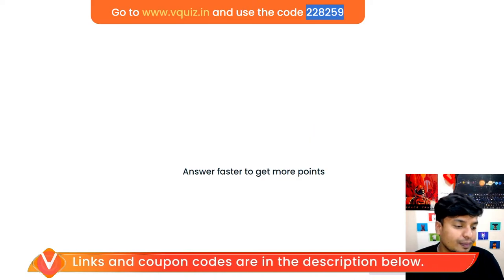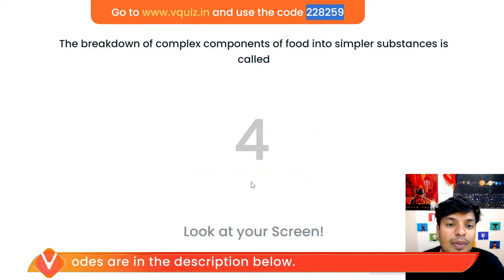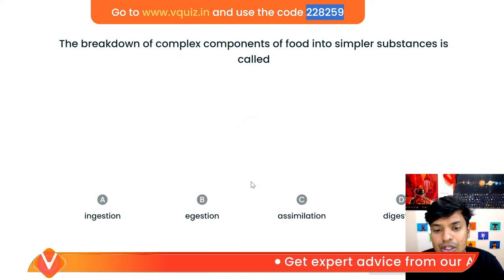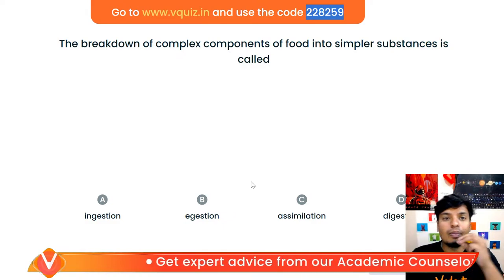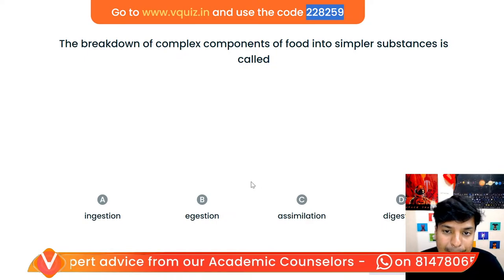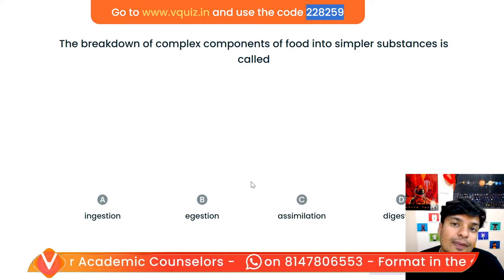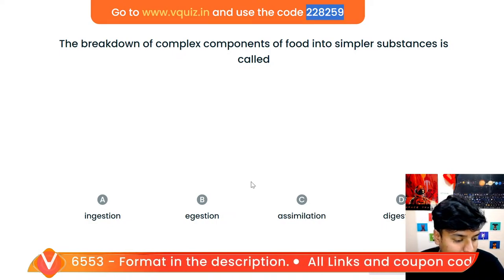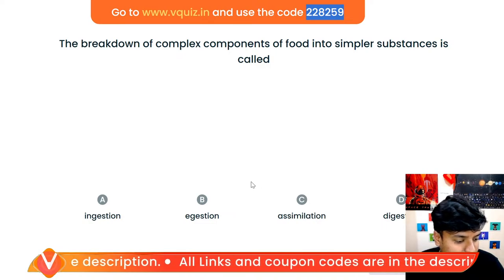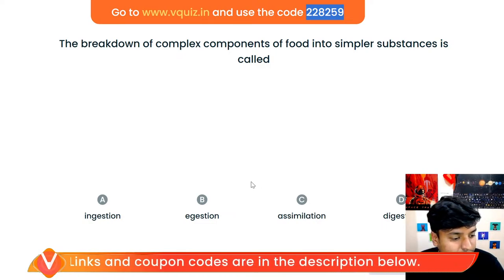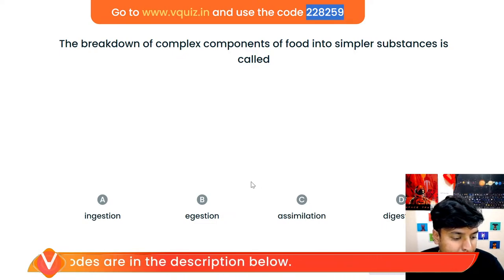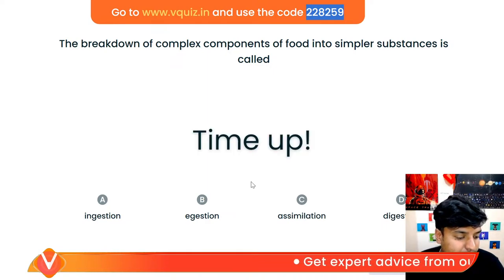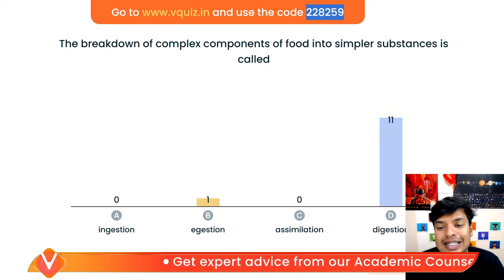Question number 2 out of 5. The breakdown of complex components of food into simpler substances is called what? Ingestion, adhesion, assimilation, digestion. Breaking of complex components. Come on. Very good. All right, it is digestion.